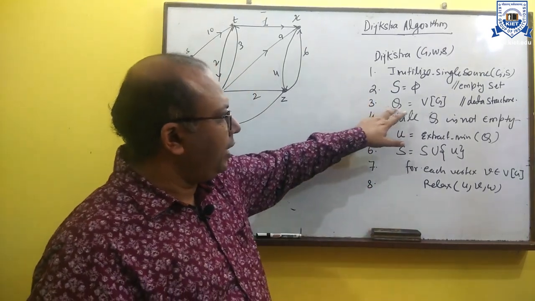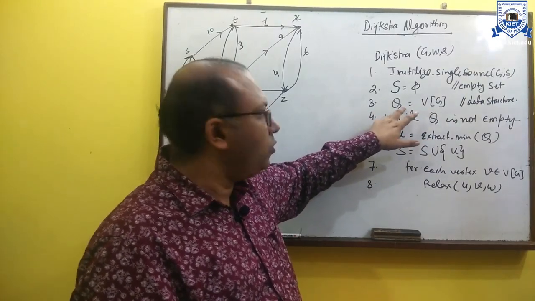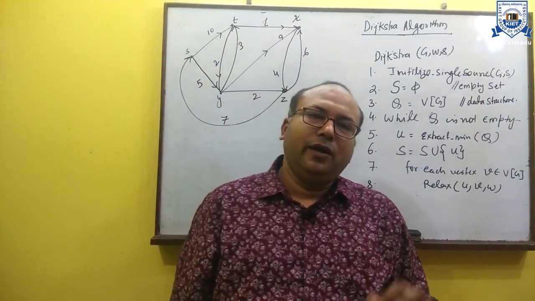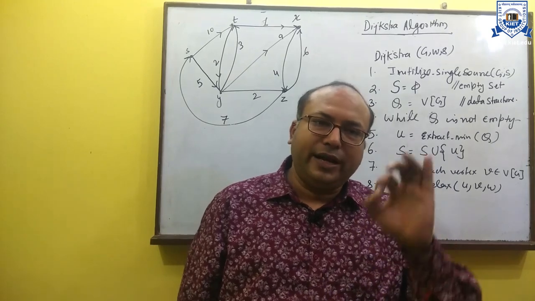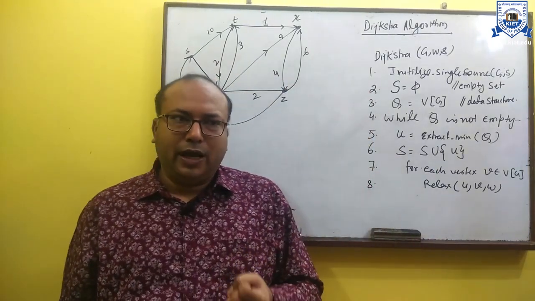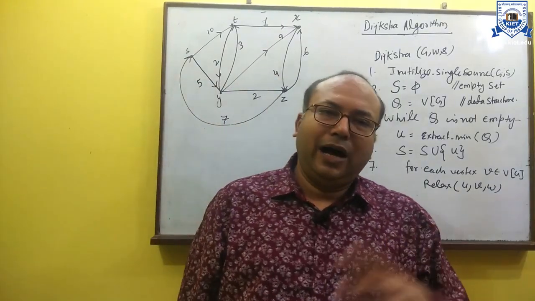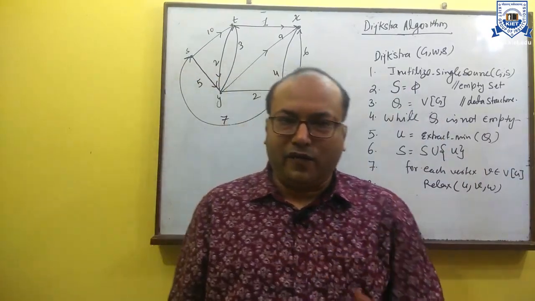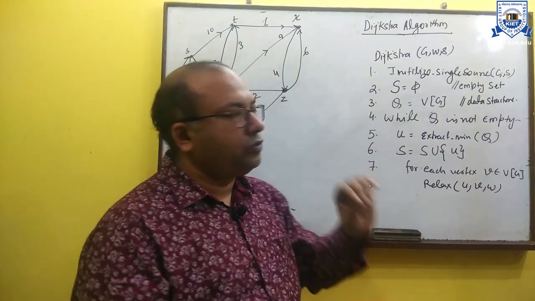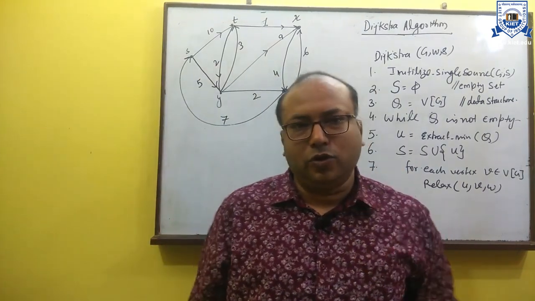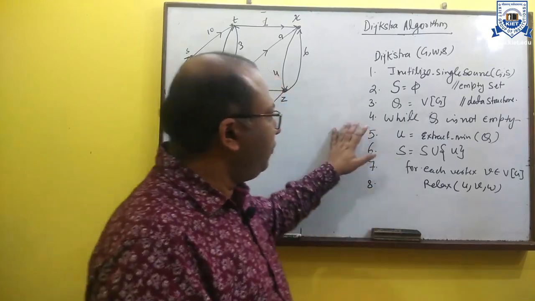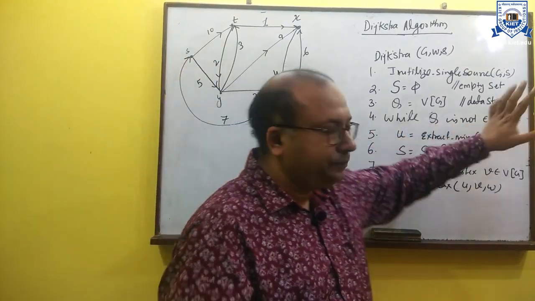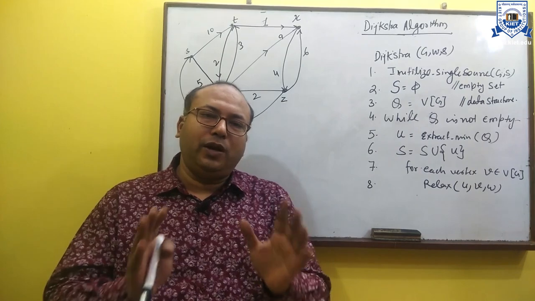Initially we fill this Q with all the vertices of the graph. But not only the vertices: we fill the vertices with their distance values. As per line number 1, the distance value initially remains infinite for all vertices other than the source vertex, and the distance value for the source vertex is 0. In line number 4, we start a loop, and the loop will run until Q is not empty. When Q becomes empty, the loop will automatically stop.